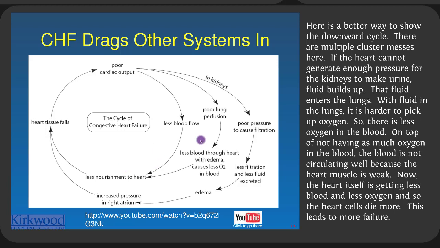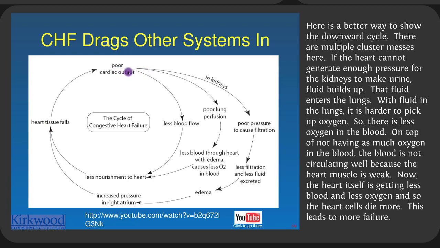So if the heart can't generate enough pressure for the kidneys to make urine, fluid builds up. That fluid enters the lungs. With fluid in the lungs, it's harder to pick up oxygen. So there's less oxygen in the blood, which leads to malnourishment. On top of that, you're having trouble pumping blood in the first place. So less blood to the heart cells causes poor cardiac output again.